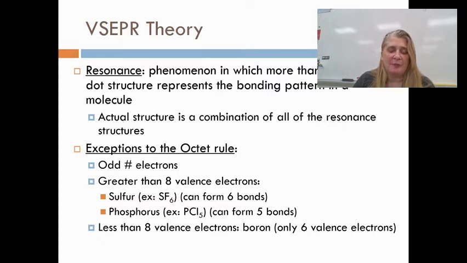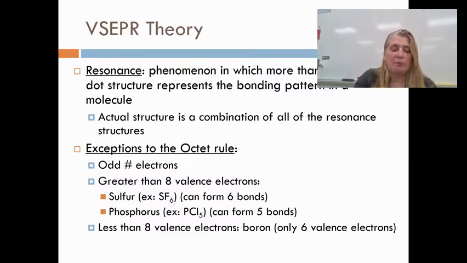There are a couple exceptions to this octet rule. Nitrogen's notorious for that, forms some with an odd number of electrons. There's also situations where we can exceed the octet rule, and this only happens when the central atom has access to a D sublevel. So it can't be anything in the first or second principal energy level. This only starts with nonmetals in the 3rd principal energy level. So sulfur would be one example of that, or phosphorus.